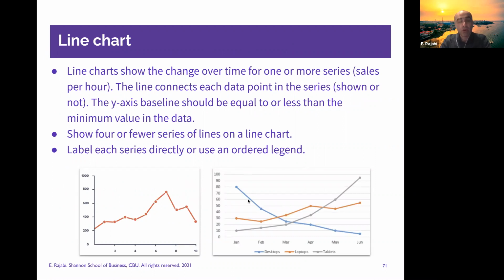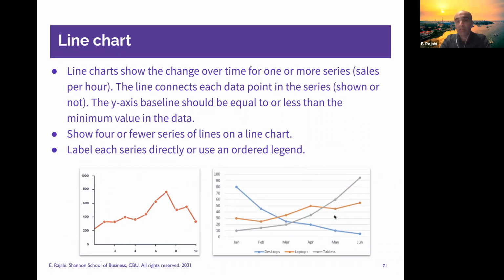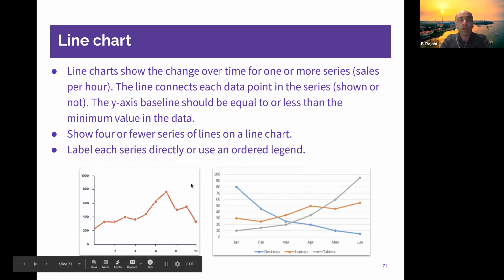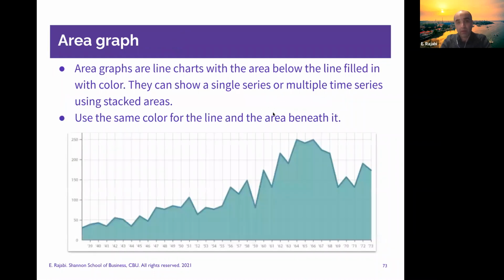Sometimes we want to show different metrics in the same graph. For that, just show four or fewer series of lines in a line chart to make your line chart readable. Label each series directly or use an ordered legend in your data graph. Line charts are most commonly used to plot continuous data. As you know, there are two types of line charts: we have the standard line chart and a slope graph that we talked about before.